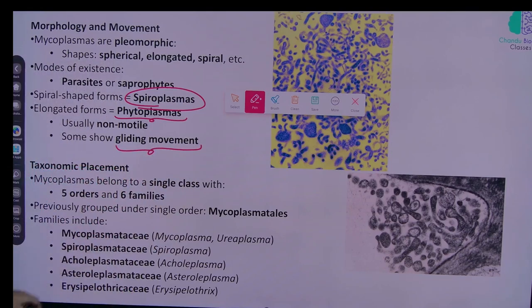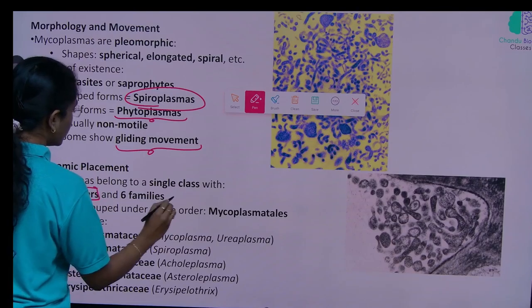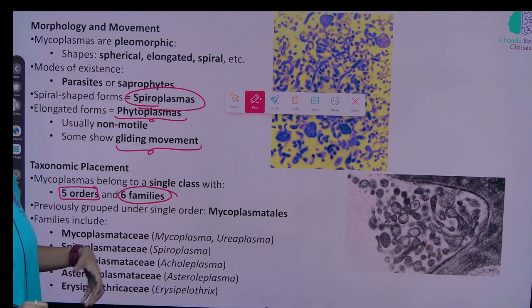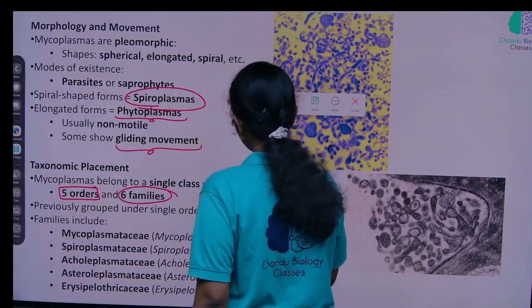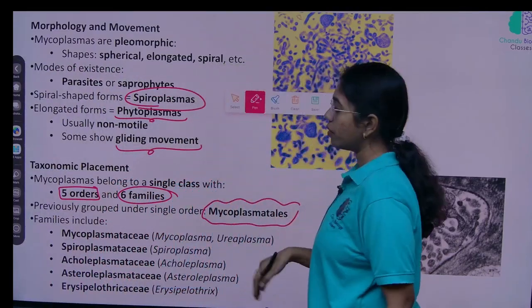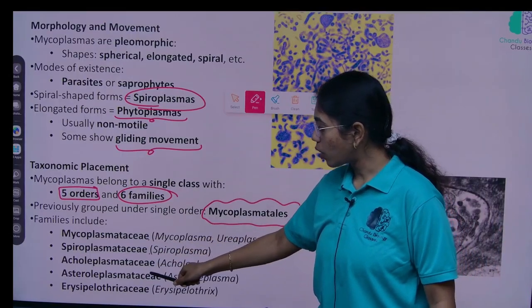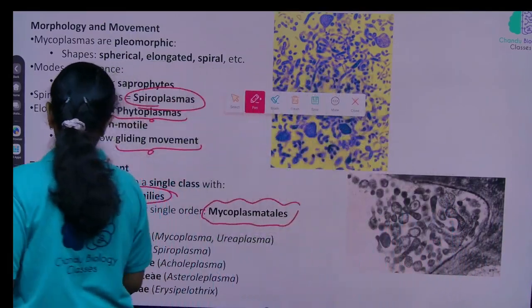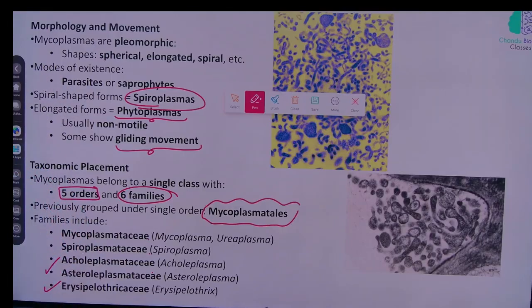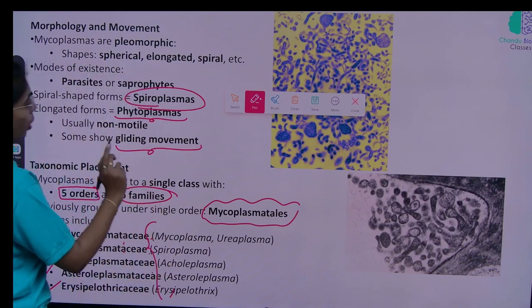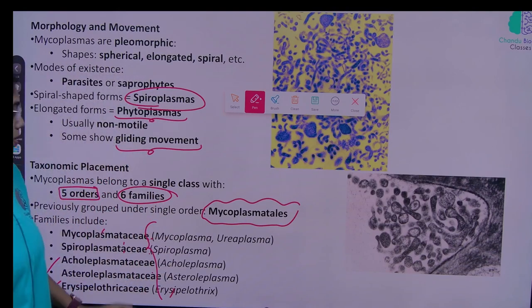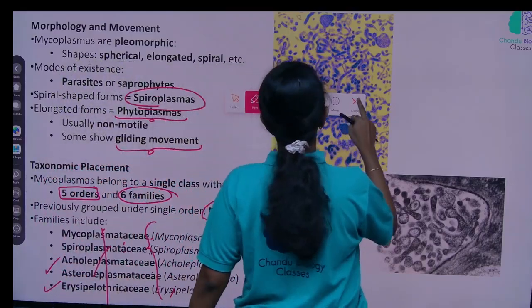Taxonomic placements: they belong to a single class with how many orders? 5 orders and 6 families. Previously they were grouped into a single order, Mycoplasmataceae. Families include Mycoplasmataceae, Spiroplasmataceae, Acholeplasmataceae, Asteroplasmataceae, and Entomoplasmataceae. All these are not required for you, just remember the examples. Most importantly, Spiroplasmas and Phytoplasmas. These orders and all are not required for you.